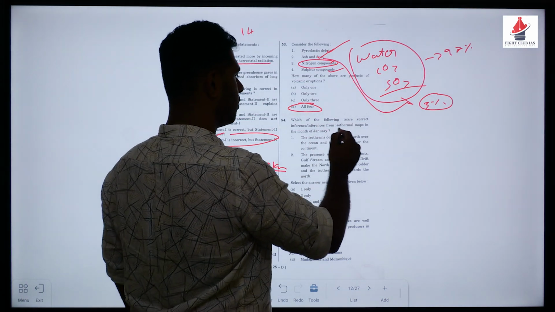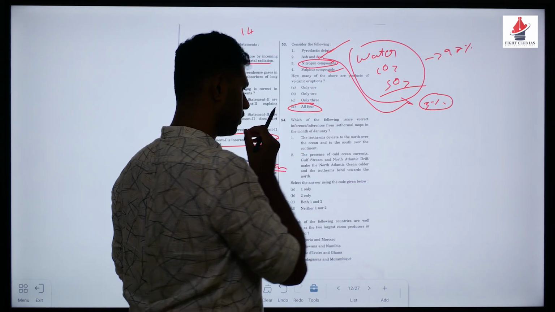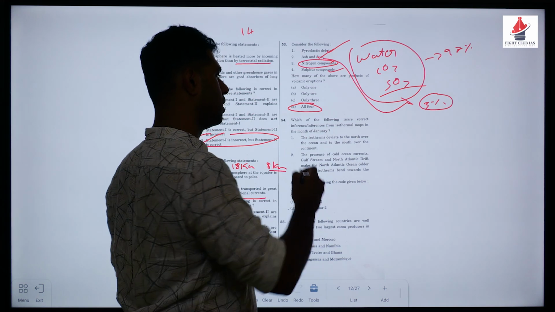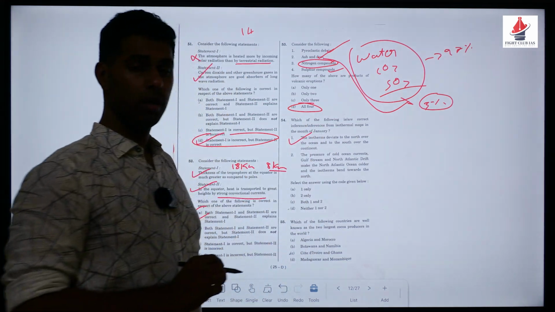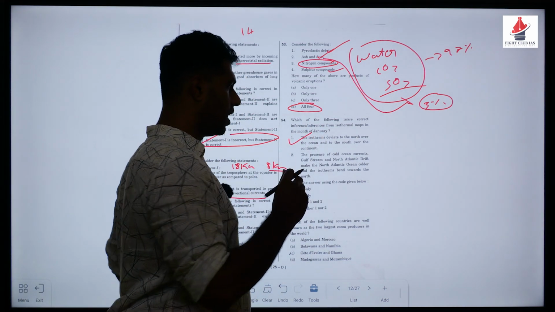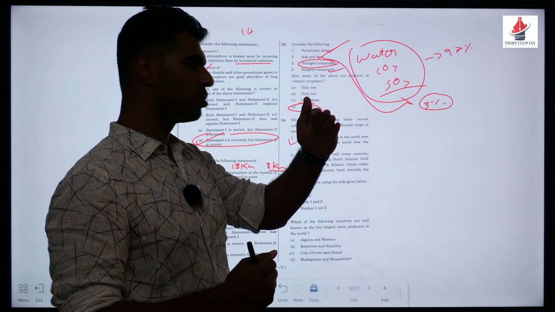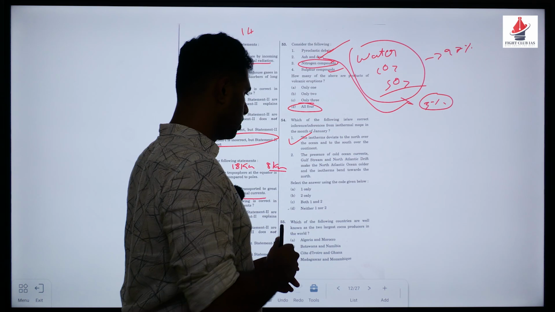Which of the following are correct inferences from isothermal maps in the month of January? The isotherms deviate to the north over the ocean and to the south over the continent. Yes, this is correct. The isotherms in the month of January, they deviate to the north over the ocean and to the south over the continent. This is true.